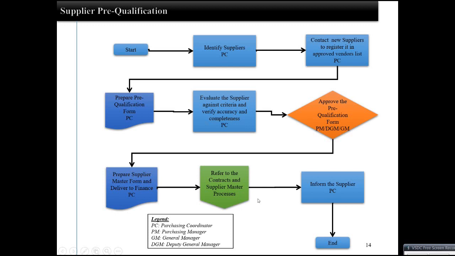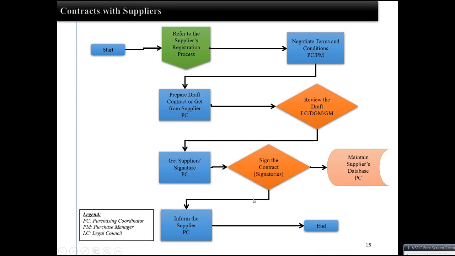Who will sign it? First the purchase manager will sign, then the deputy general manager will also sign, and then the general manager will also sign, to make sure that all of them agree that these suppliers are reliable, or one supplier is reliable, or maybe many: 2, 3, 4, 5, 10, whatever. So all of this is the process of pre-qualification.